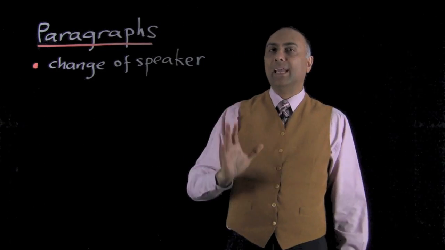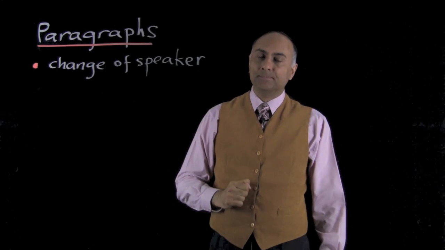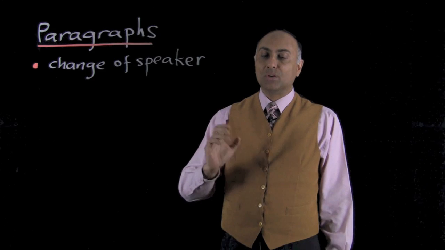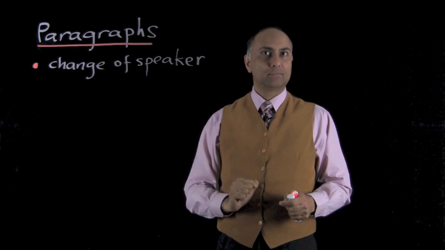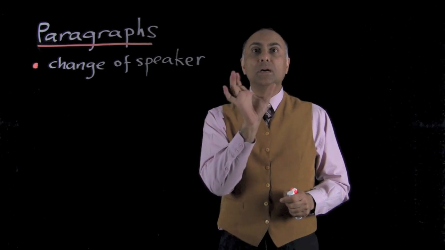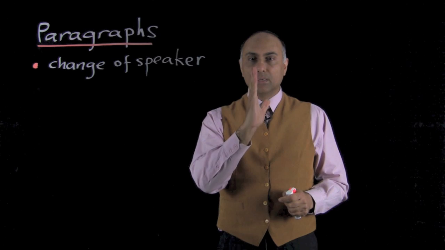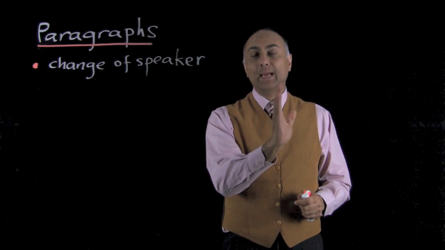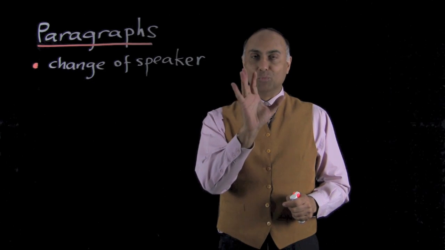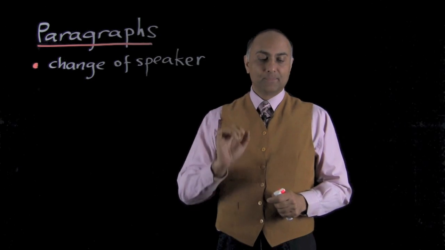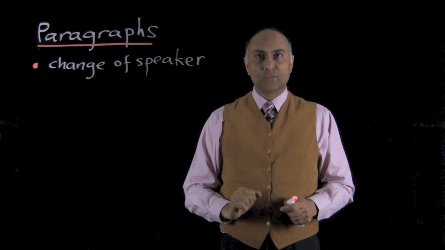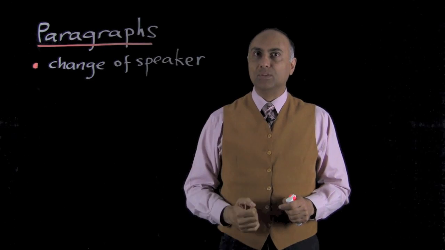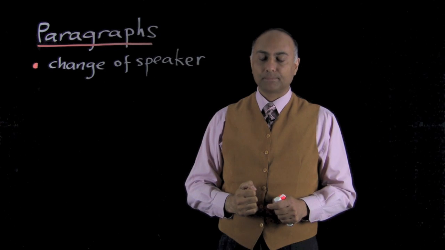So how do you indicate that it's a new paragraph? Well, there are now different schools of thought on this. Traditionally, it was that you would indent. In other words, you'd start the first word not at the beginning of the line, but maybe an inch, as it used to be, or now 2.5 centimeters-ish, in from the start of the line. That was the tradition, and I'm going to recommend that you do it that way.